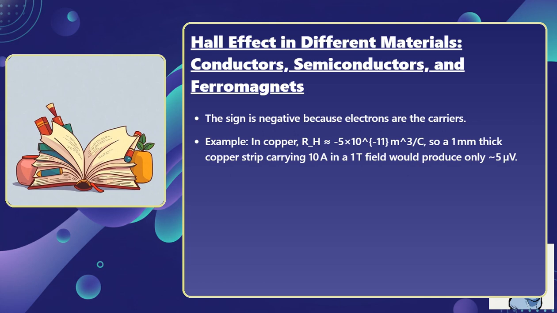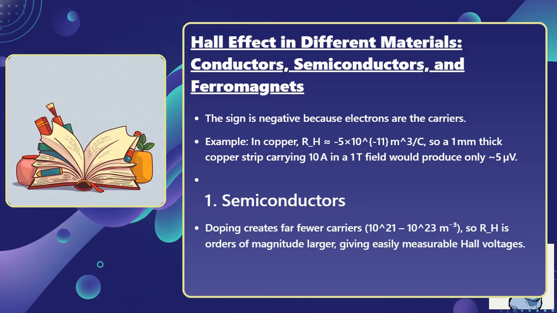So a 1 millimeter thick copper strip carrying 10 amperes in a 1 Tesla field would produce only about 5 microvolts. 2. Semiconductors. Doping creates far fewer carriers, 10^21 to 10^23 per cubic meter, so R_H is orders of magnitude larger, giving easily measurable Hall voltages.